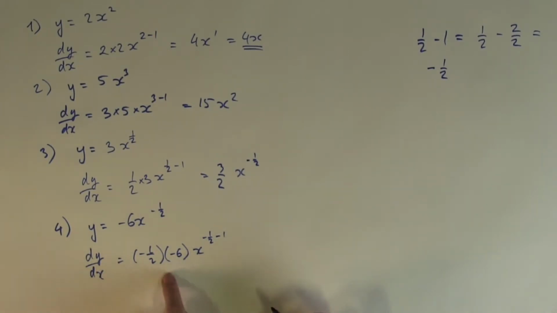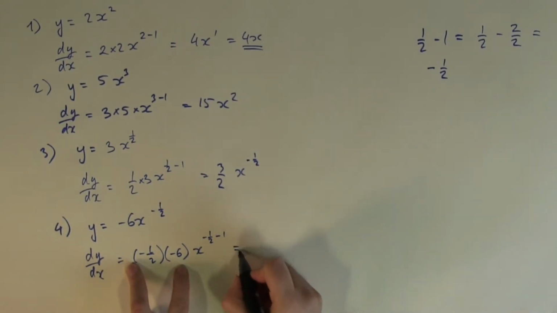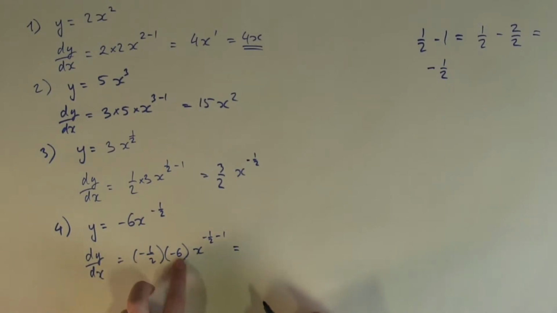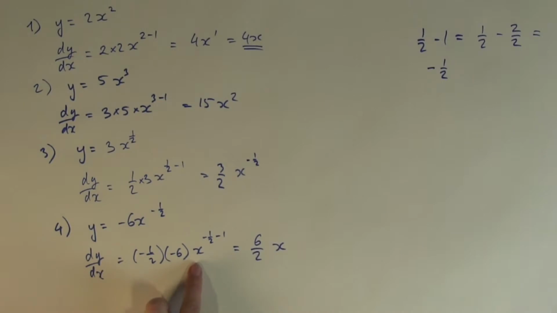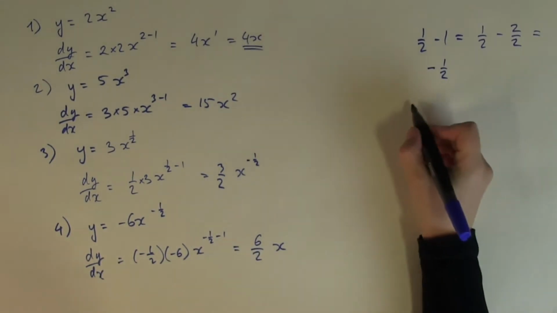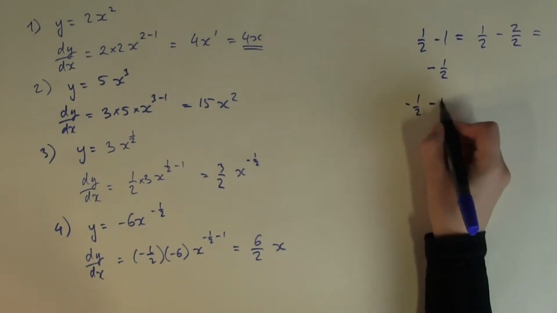Multiplication, and I kept the bracket because I'm multiplying negative numbers. So negative times negative gives me positive. 6 times a half is 6 halves. And again, what is the power? So minus a half, take away 1.